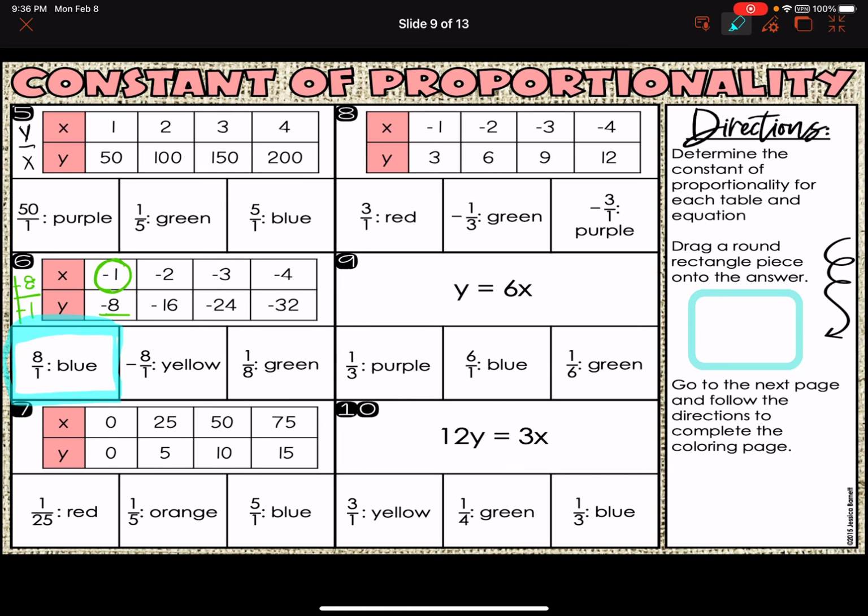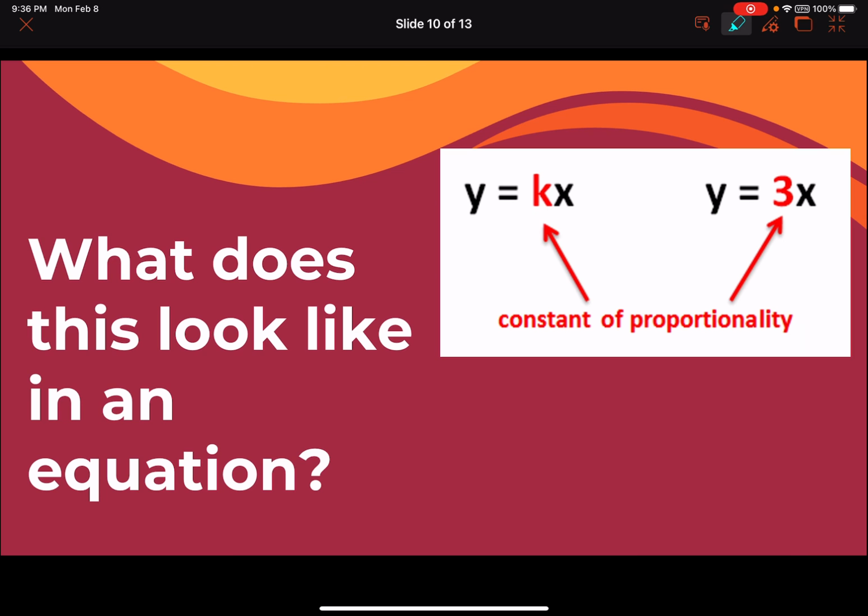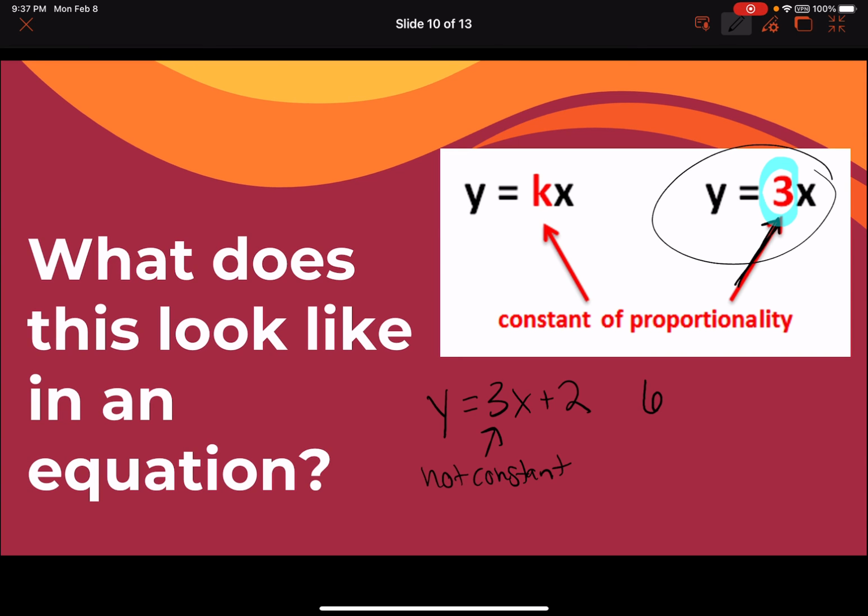Okay, so now we know how to find the constant of proportionality in graphs and in tables. So let's now figure out what it looks like in an equation. The constant of proportionality in an equation is just the number in front of an x. Now, an important thing to remember is if an equation is not proportional, then this is not the constant of proportionality, okay? It has to be proportional, meaning there's no addition or subtraction in order for this to be the constant of proportionality.